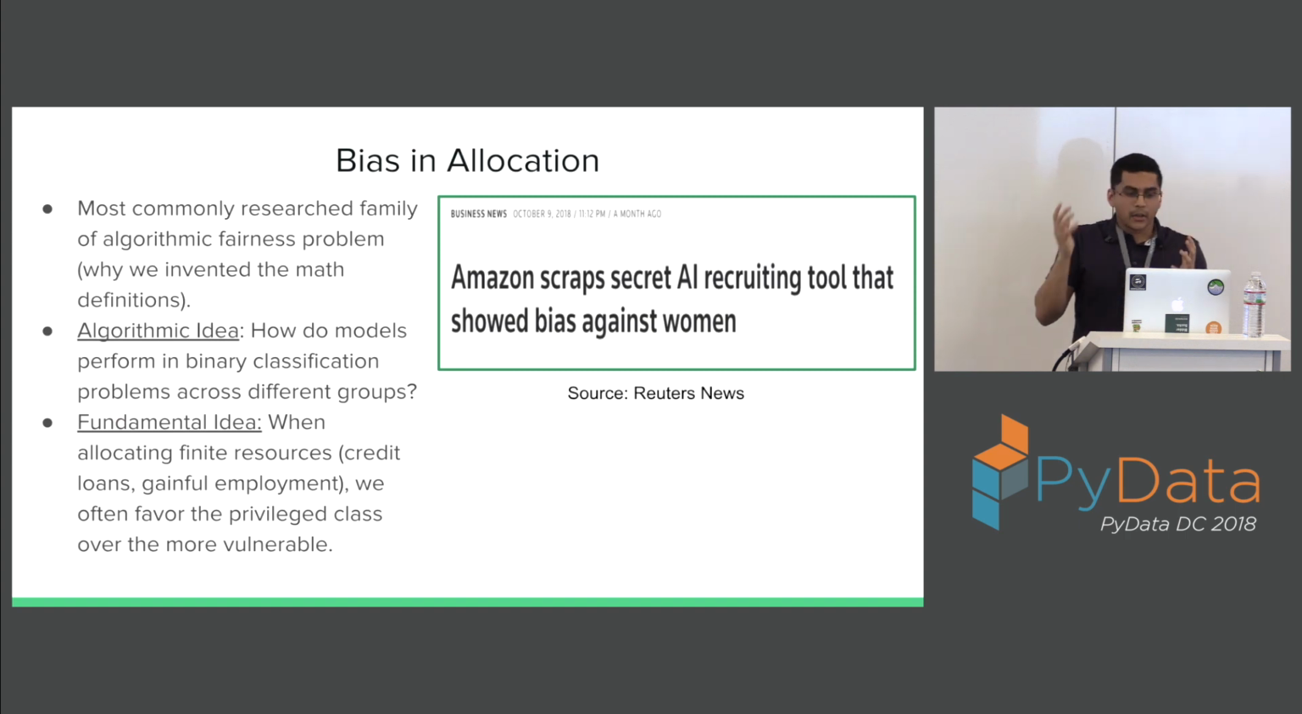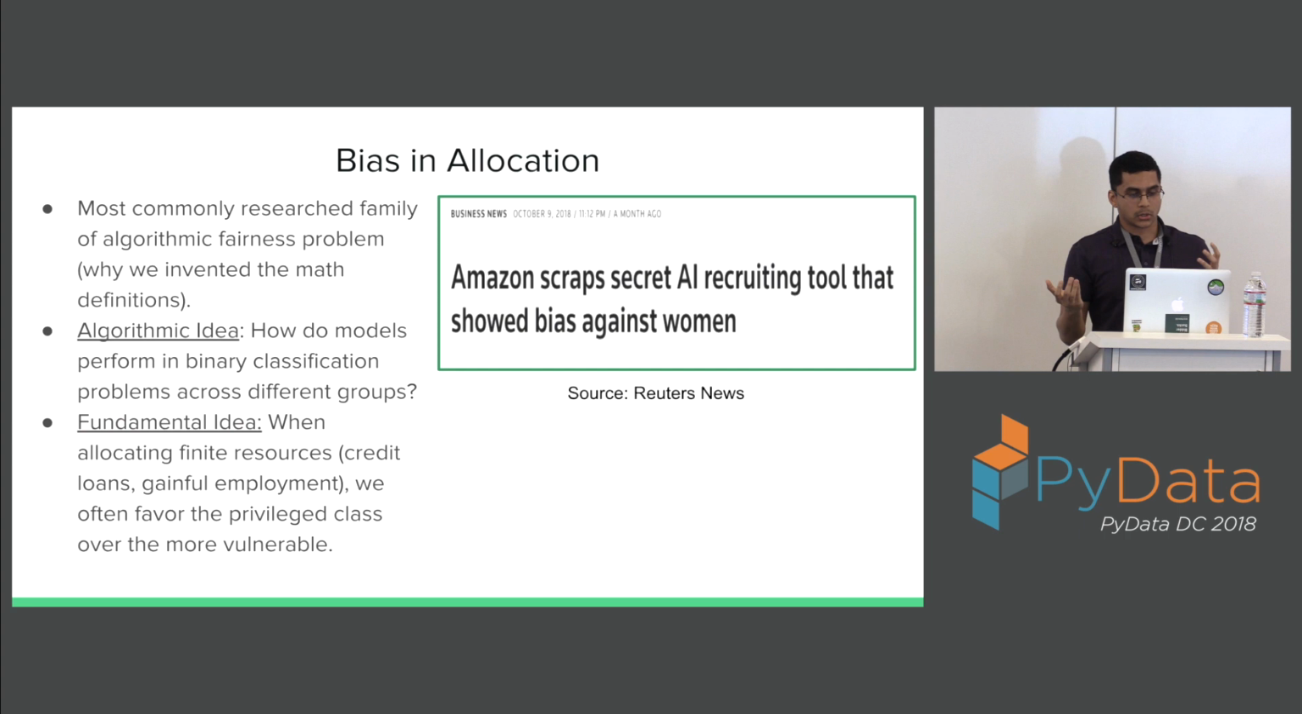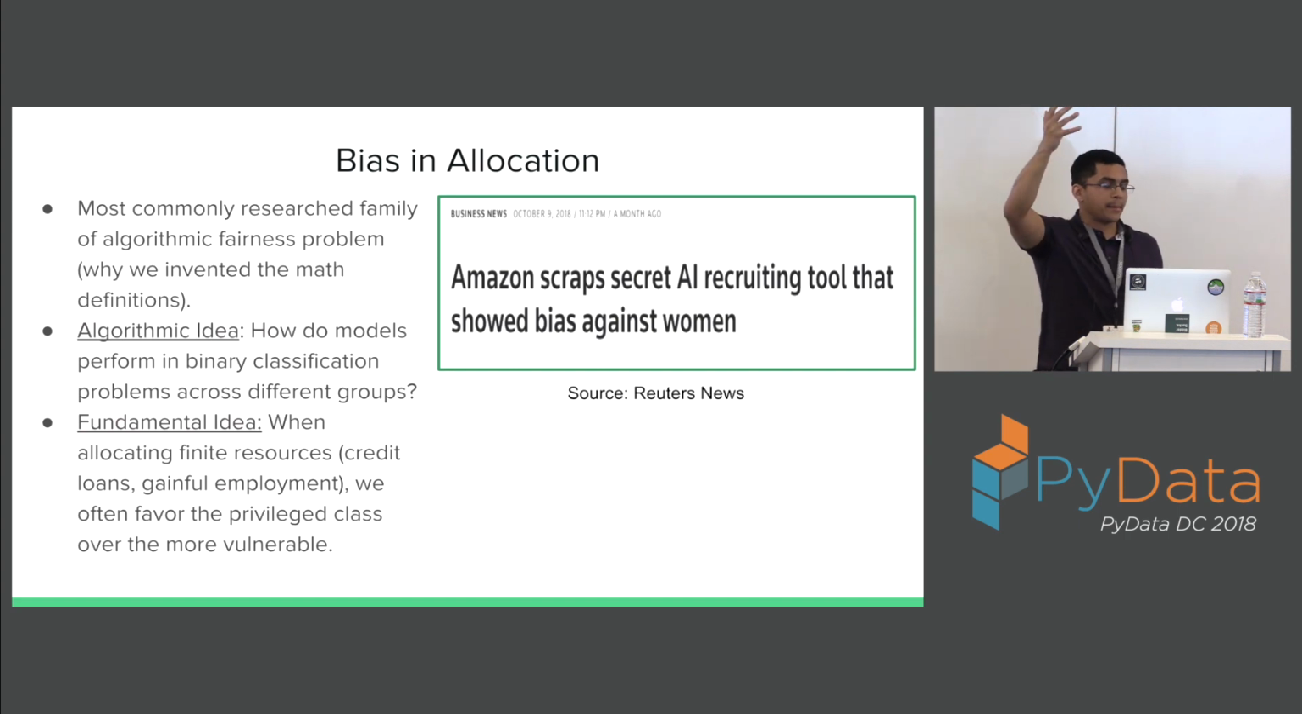Basically, the idea is, how do your algorithms and models perform in binary classification problems or multi-classification problems, just supervised learning, across different demographic groups? How does it perform on men versus women? How does it perform on people based on race, religion, place of origin, skin color? The general idea is that when we're allocating finite resources, like who gets a loan, who doesn't, who gets a job, who doesn't, we often favor the privileged class over the more vulnerable. And that's years and centuries of systemic inequality being aggregated into these data sets.